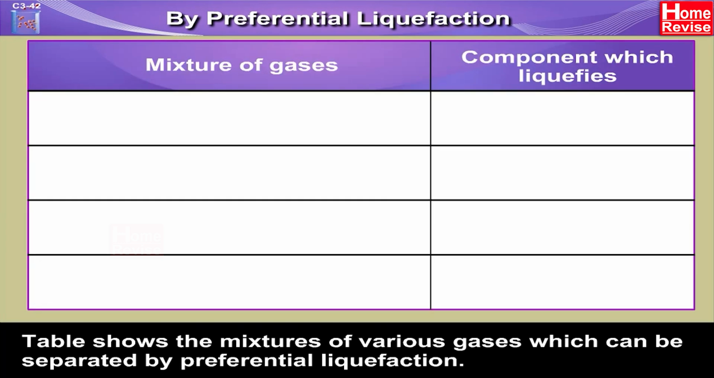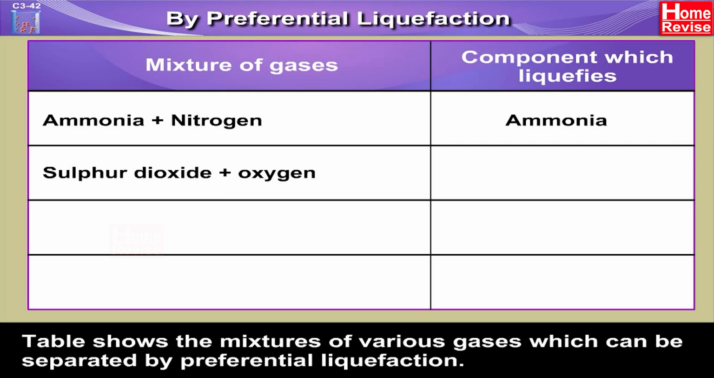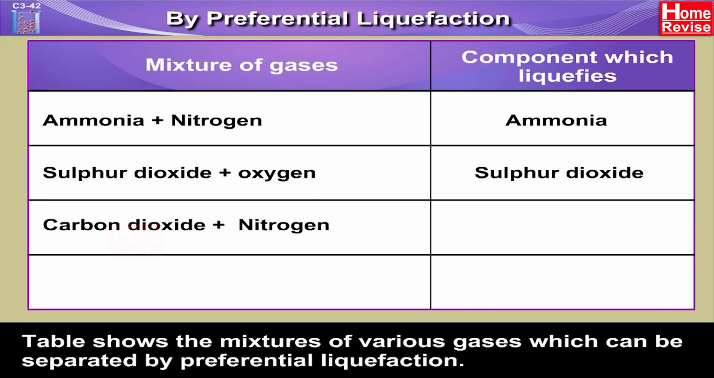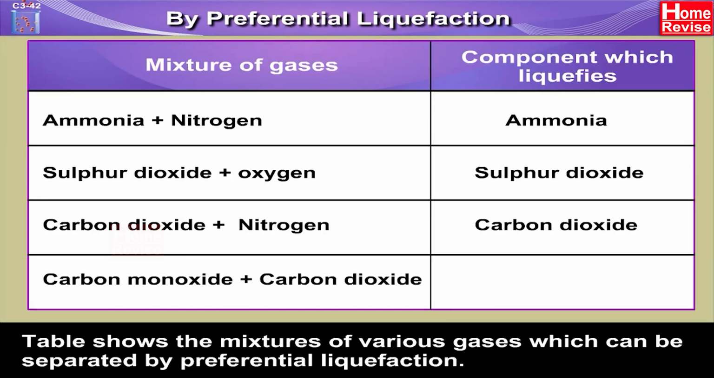Table. In the mixture of gases, ammonia and nitrogen, the component which liquefies is ammonia. In mixture of gases, sulfur dioxide and oxygen, sulfur dioxide liquefies. In mixture of carbon dioxide and nitrogen, carbon dioxide is the component which liquefies. And in a mixture of carbon monoxide and carbon dioxide, it is carbon dioxide which liquefies.